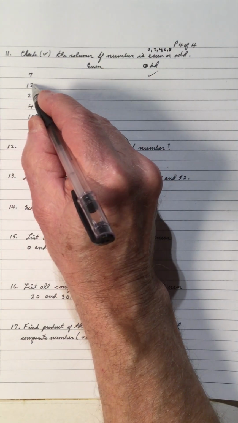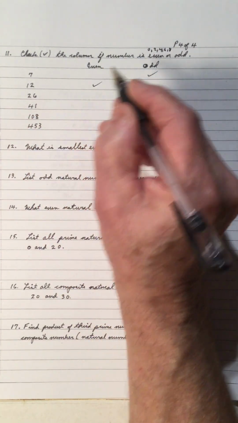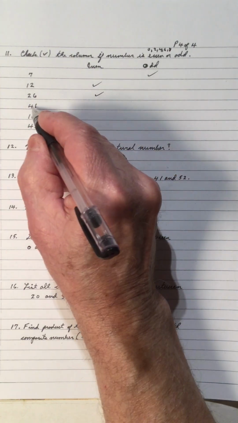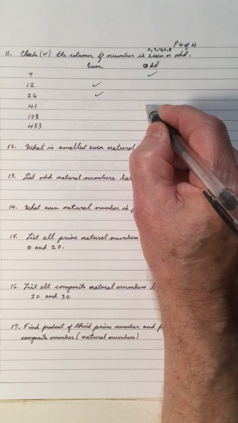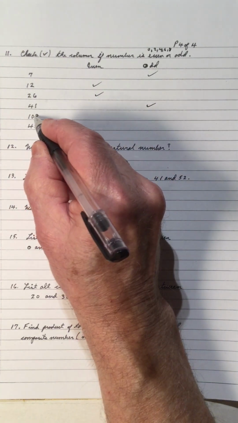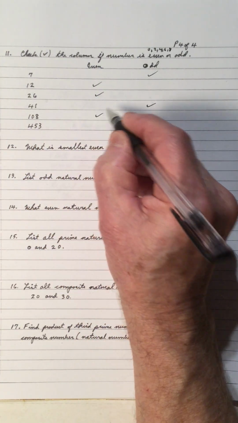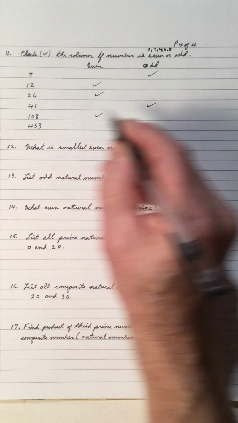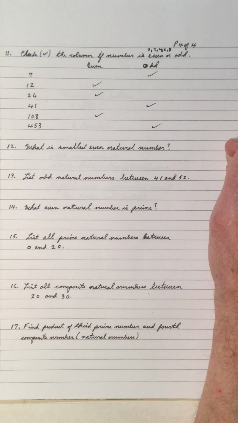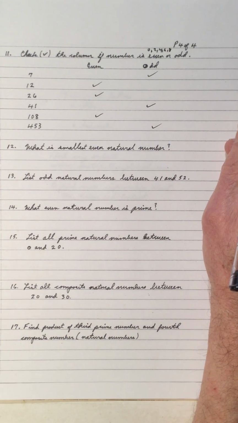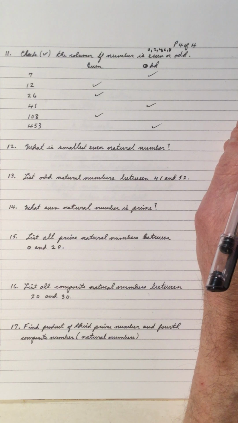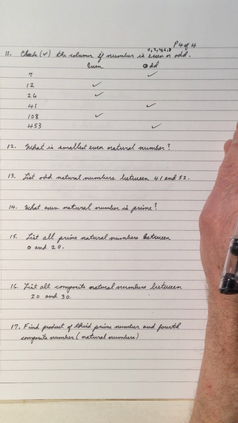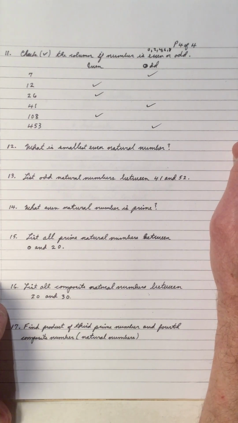12, the unit digit is 2, so it's even. 26, the unit digit is 6, so it's even. 41, the unit digit is 1, so it's odd. 8 is the unit digit, so it's even. 3 is the unit digit, so it's odd. So if the unit digit is 0, 2, 4, 6, or 8, then the number is even.